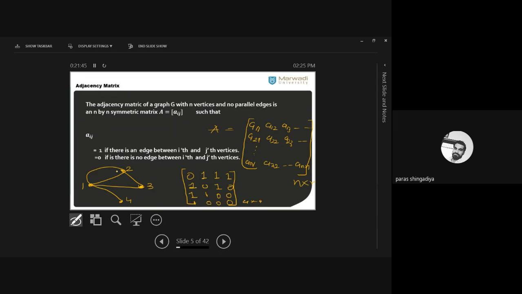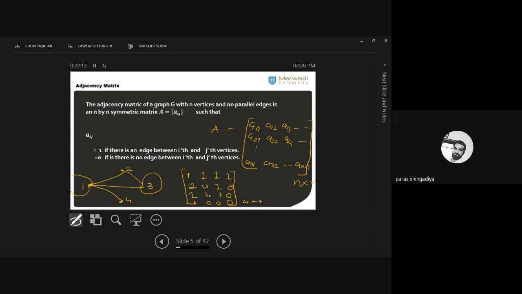That we cannot solve. Clear? That type of graph will not be there in the exam also. Loops are allowed. If we include a loop at vertex 1, then the A11 entry will be 1. If there is a loop at the third vertex, then the A33 entry will be 1. So that is the definition of adjacency matrix.